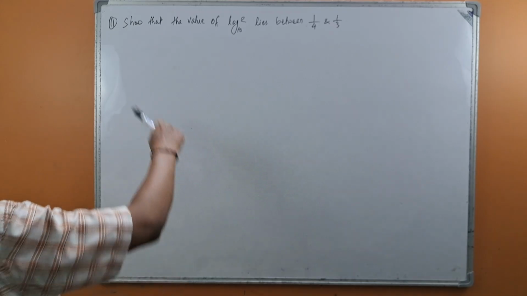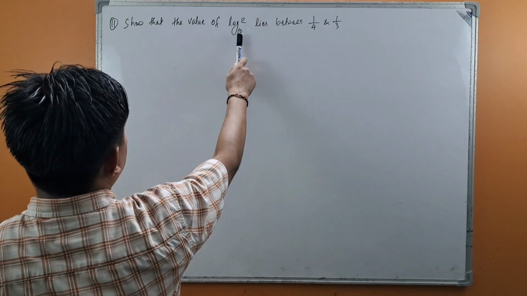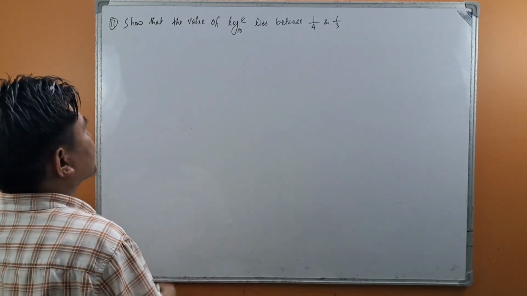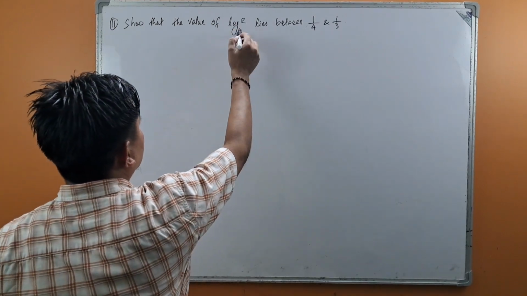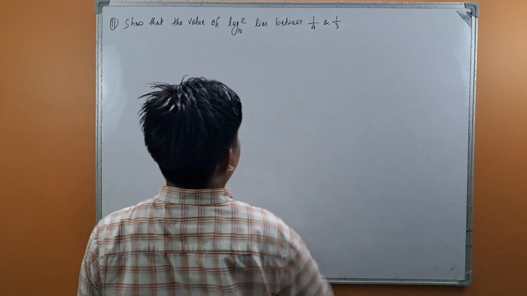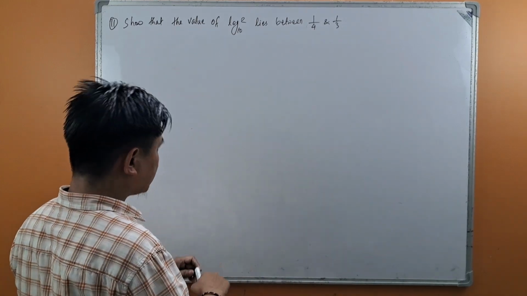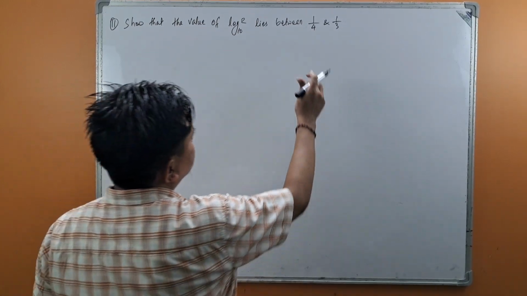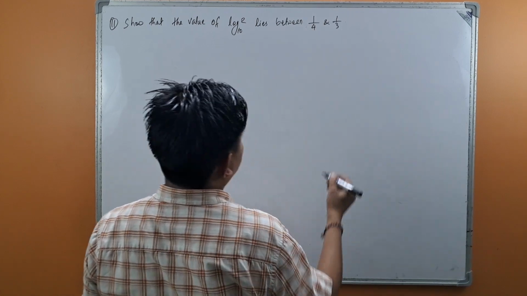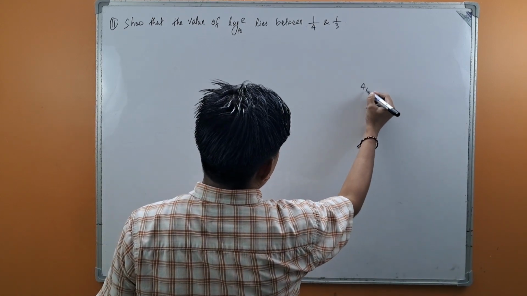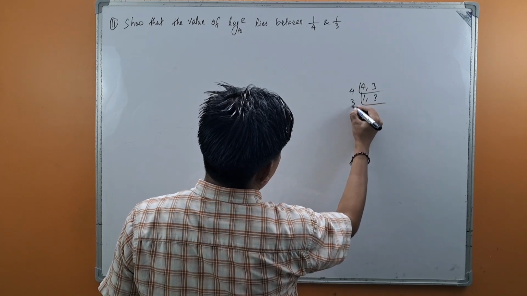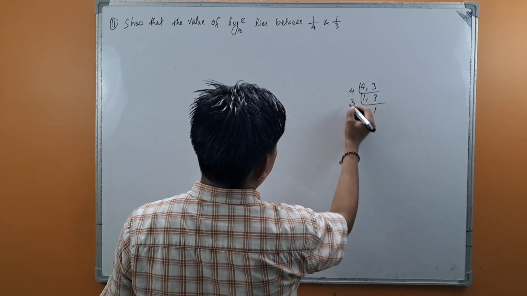Question number 11. Prove that the value of log 2 to the base 10 lies between 1 upon 4 and 1 upon 3. So we are asked to prove the value of log 2 to the base 10 lies in between 1 upon 4 and 1 upon 3. So how do we solve this? First we find the LCM of 4 and 3, the denominators of these two numbers. LCM of 4 and 3 is: 4 1s are 4, 3 comes here, 3 1s are 3, isn't it? 4 3s are 12.